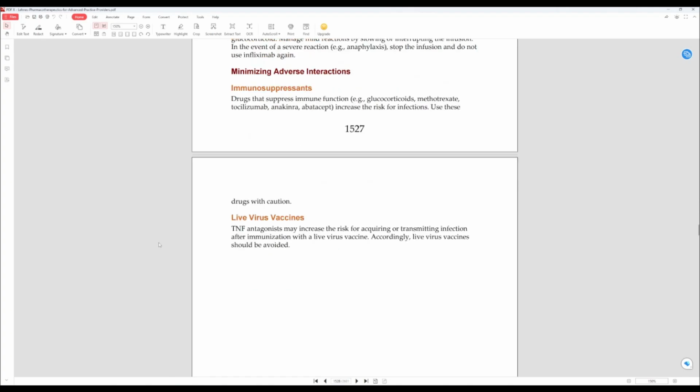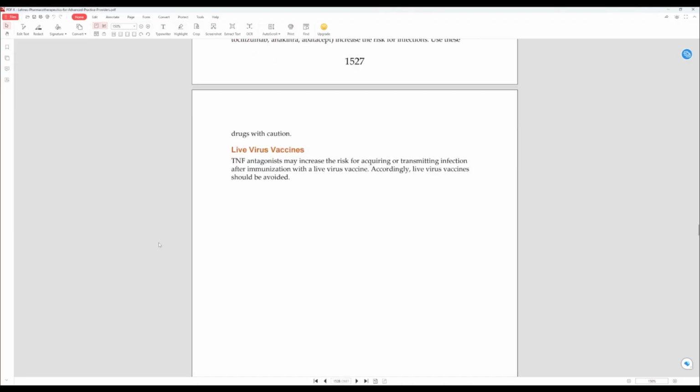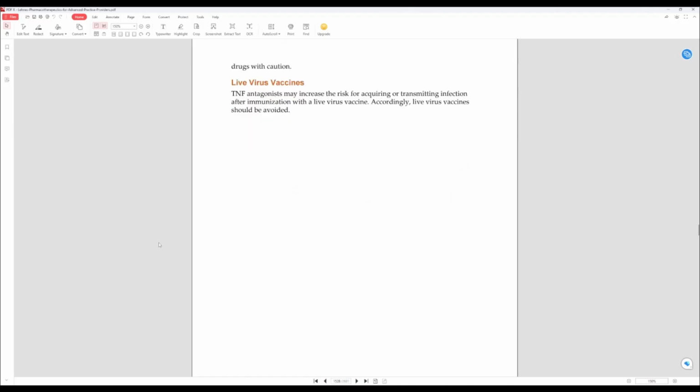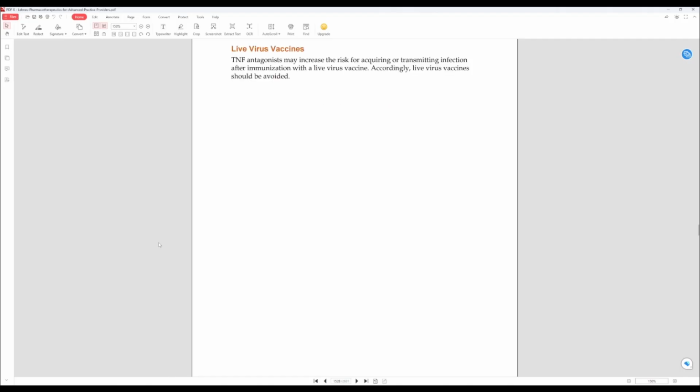Minimizing adverse interactions with immunosuppressants. Drugs that suppress the immune function increase the risk for infection. So again, use these with severe caution. And again, live virus vaccines. TNF antagonists may increase the risk for acquiring or transmitting infection after immunization with a live virus vaccine. Accordingly, live viruses and live virus vaccines should be avoided.